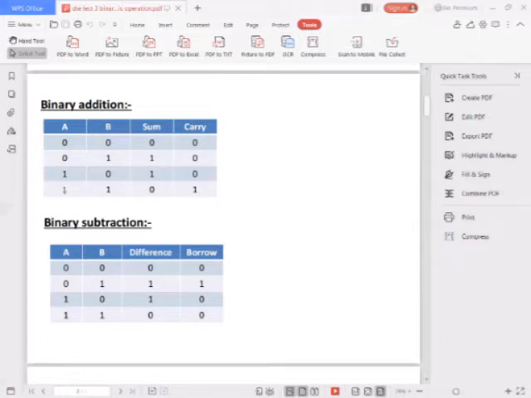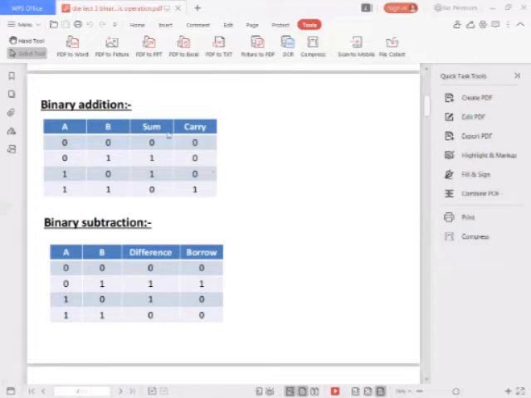Then in the last case, if A is equal to 1 and B is also equal to 1, then 1 plus 1 is equal to 2. But in a digital system, we cannot represent the 2. In a digital system, we use only 0 and 1. So 2 is the decimal number, and the binary form of 2 is 1 0. That is, sum is 0 and carry is 1.